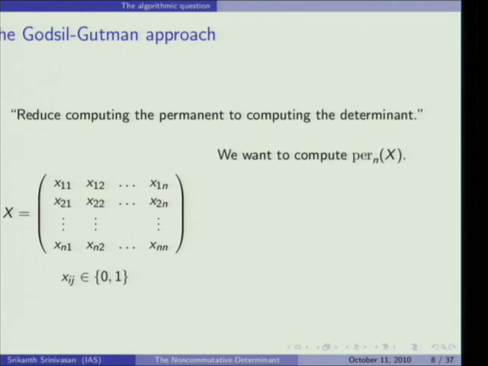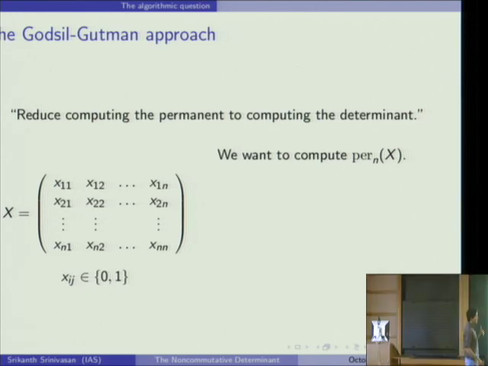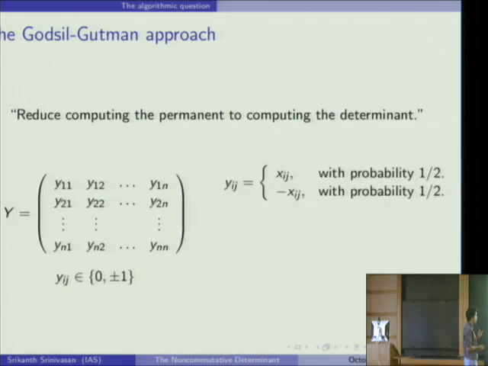It's suspected that this is a fairly hard problem. Okay, but let's say we do want to compute it. Note that it's extremely similar to the determinant. So a natural approach that suggests itself is to reduce it to computing some sort of determinant. And Godsil and Gutman sometime in the 80s came up with this extremely simple and nice idea. They said, okay, we have this matrix X, let's multiply every entry of X by a random plus or minus 1.